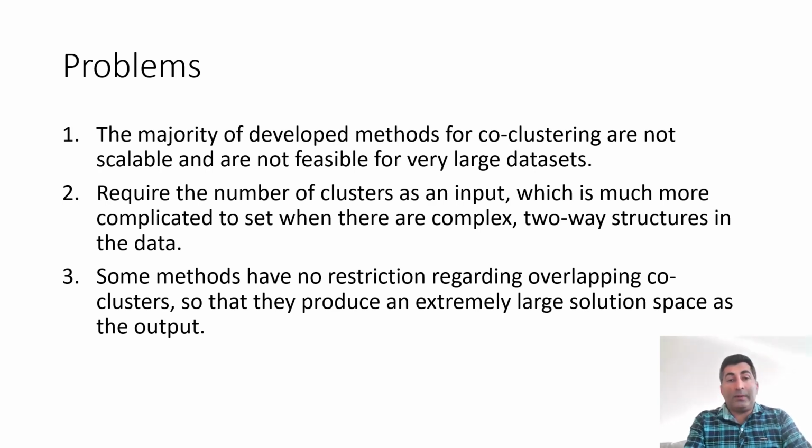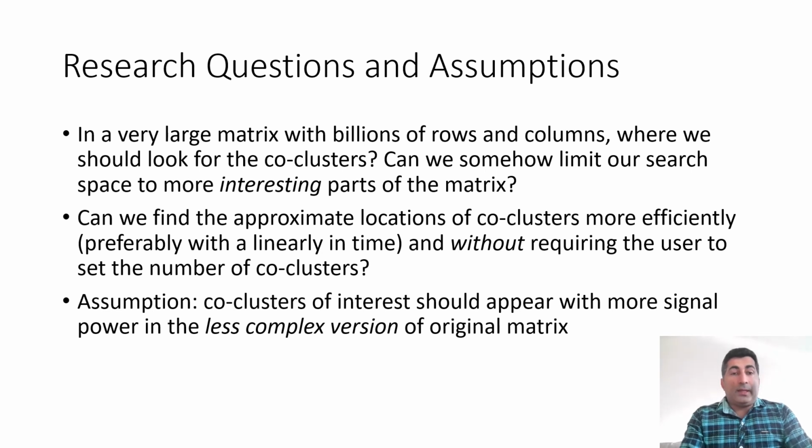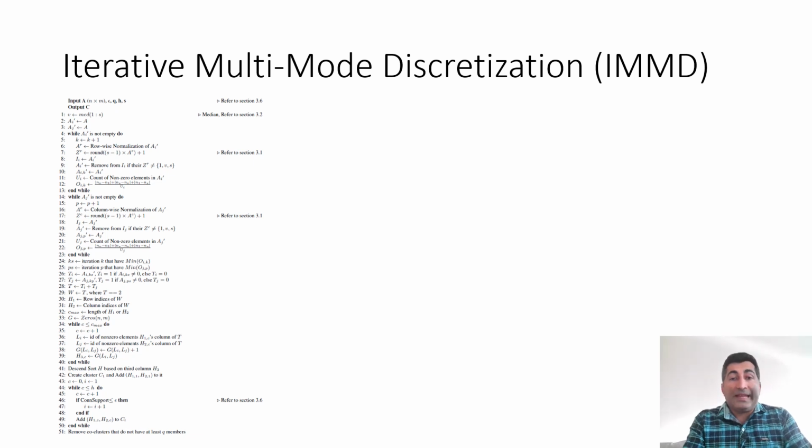Our research question is: in a very large data matrix, where should we look for clusters? Can we somehow limit our search space to more interesting parts or a more compact representation of the matrix? Can we find the approximate location of co-clusters more efficiently, preferably linear in time, without requiring the user to set the number of co-clusters? Our assumption is that our co-clusters of interest probably should appear with more signal power in a less complex version of the original matrix. This is the algorithm of iterative multi-mode discretization.